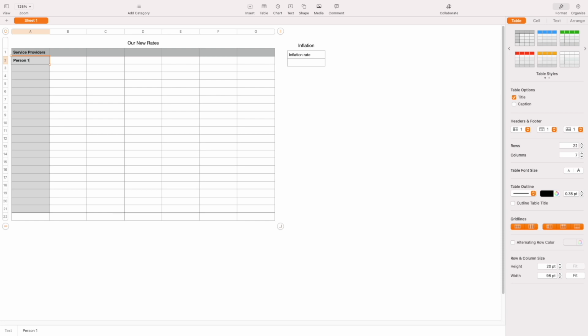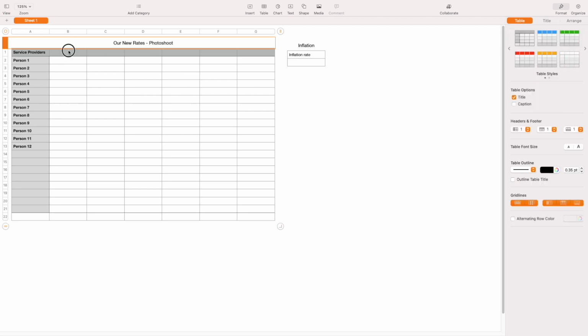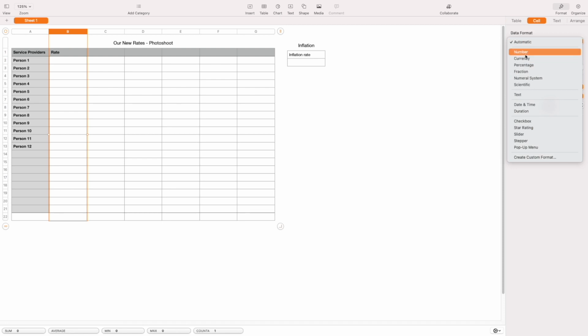So person one, and let's just make it so we have about 12 people. Sure. Now, this is a table just about one service, so let's call it the photo shoot. And now here, we're going to call this our rate column, and this will be data format currency.